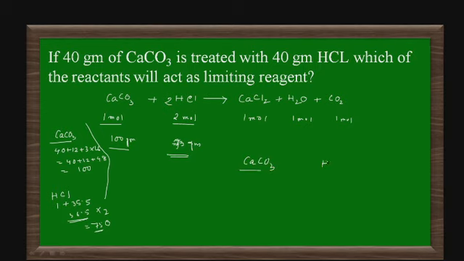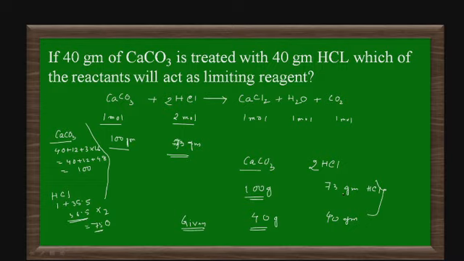Now according to reaction stoichiometry, for 100 gram calcium carbonate we need 73 gram HCl. That is, for 1 mole calcium carbonate we need 2 mole HCl. Now given 40 gram calcium carbonate and 40 gram HCl. Okay, now only using this data we can calculate the limiting reagent.